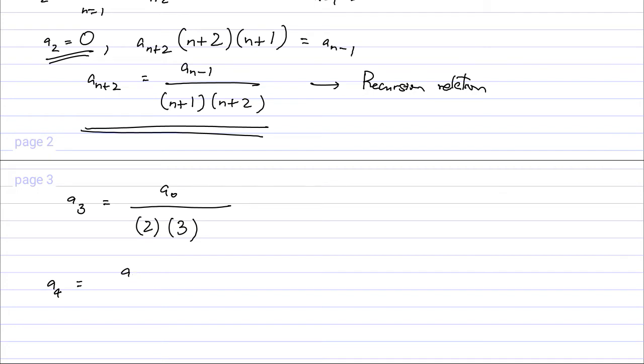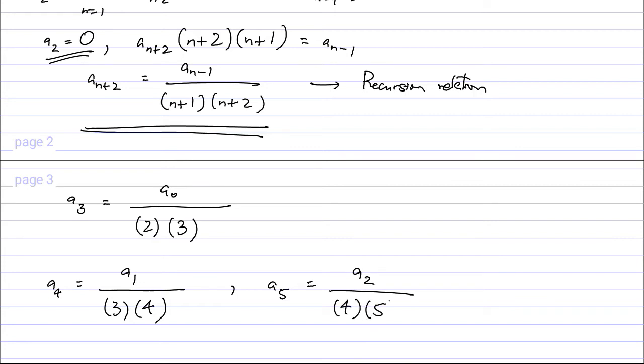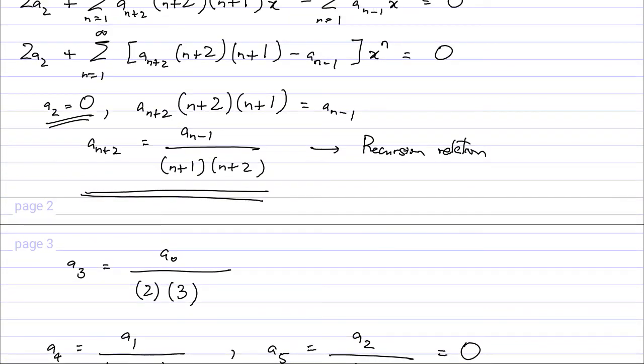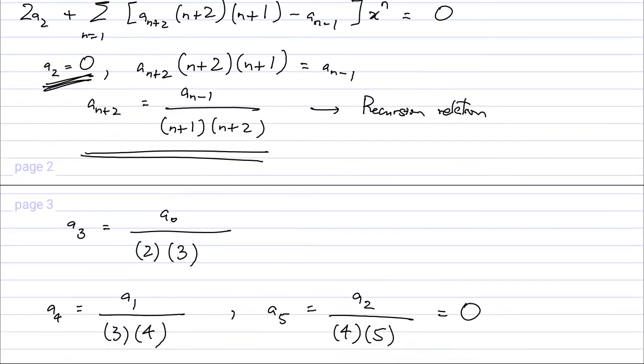I'm putting n is equal to 2, so this should be a1 over 3, 4, right? a5 must be equal to, with n equal to 3 over here, you get a2 over 4, 5, and this is equal to 0, because remember a2 is equal to 0. Okay, this condition over here.